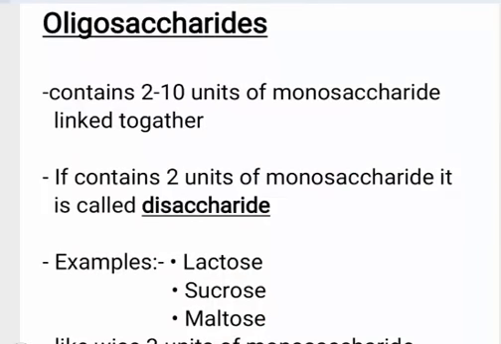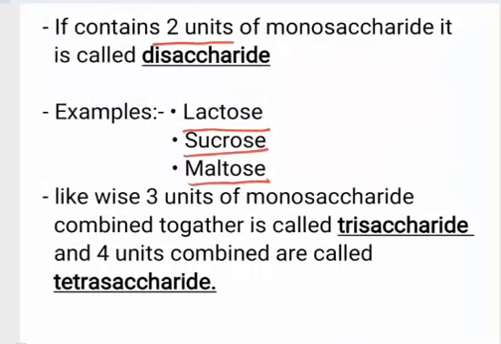Now moving towards the second classification of carbohydrate, that is oligosaccharides. Oligosaccharides are the carbohydrates which contain 2 to 10 units of monosaccharides linked together. Like if it contains 2 units of monosaccharide linked together, it is known as disaccharide. For example, disaccharides are lactose, sucrose and maltose.